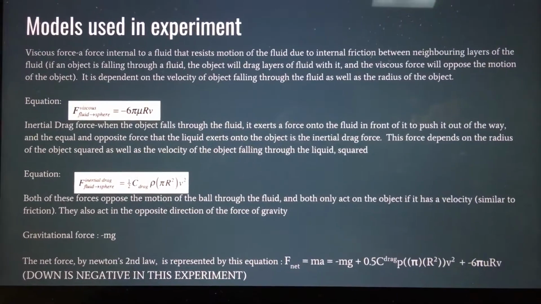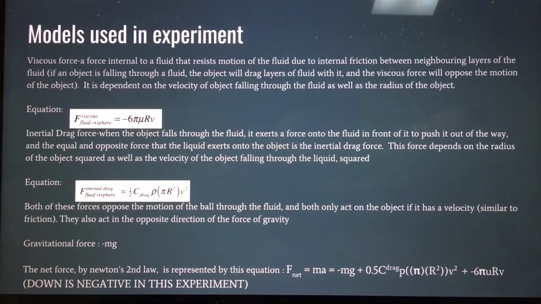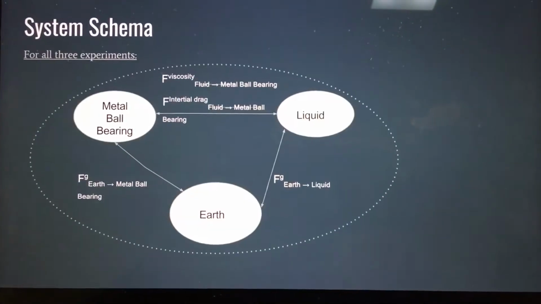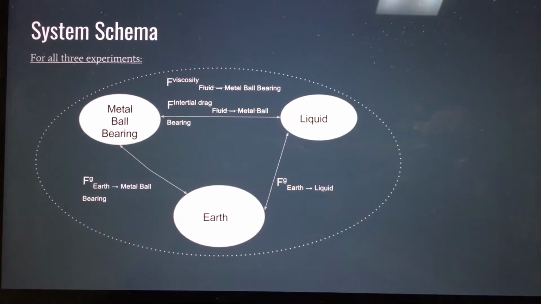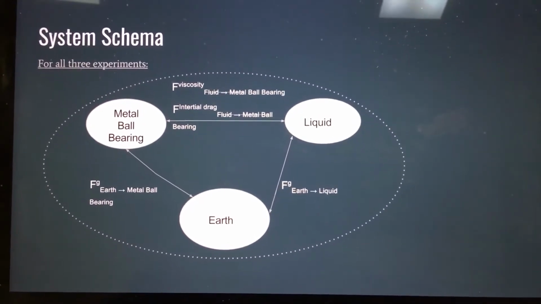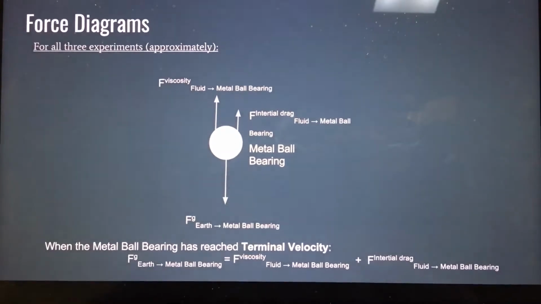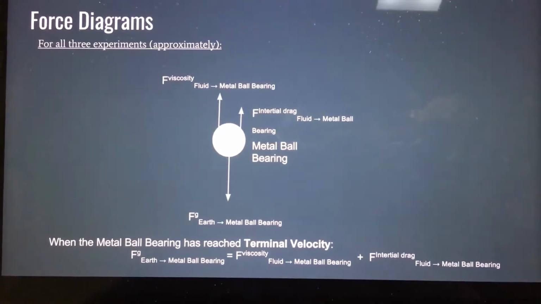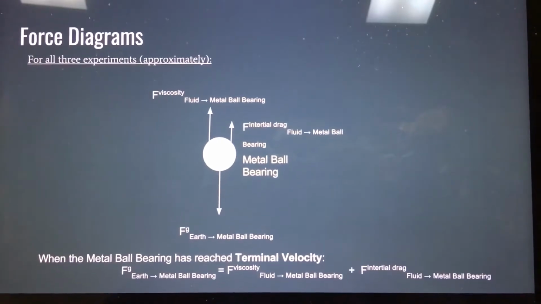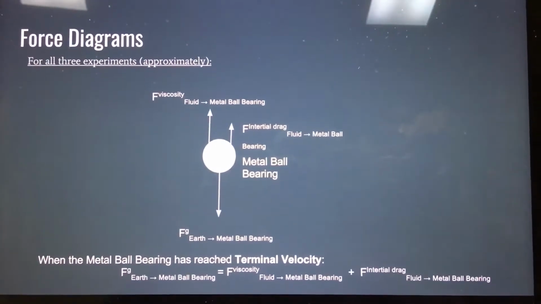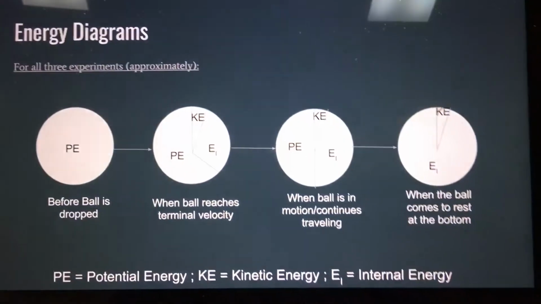The net force on the ball, by Newton's second law, is represented in the equation shown on the bottom right hand corner. This is our system schema for all three experiments. The metal ball bearing, Earth, and liquid are all within the system, and their interactions are shown here. This is our force diagram approximately for all three experiments. The force of viscosity and force of inertial drag will differ depending on the type of fluid the metal ball bearing is dropped in. At terminal velocity, the force of gravity will equal the force of viscosity plus force of inertial drag.